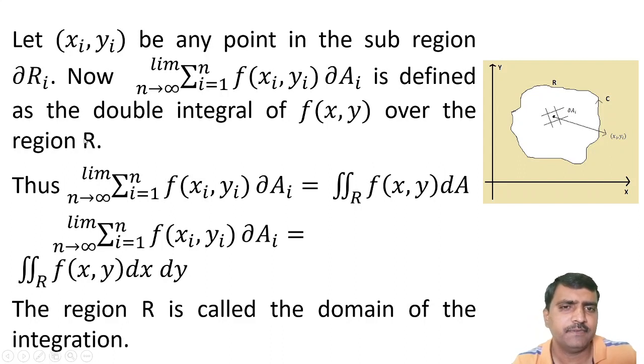Suppose f of x i, y i is a constant function equal to 1. Then what happens? You are taking this area, this area, this area, and adding all those areas. Finally, it gives the area of this region R when f of x, y is 1. That means by considering the function as 1 and taking the double integration over the region R, it gives the area of that region. That is one of the applications of double integrals. Next, in the applications part, we discuss that in detail.